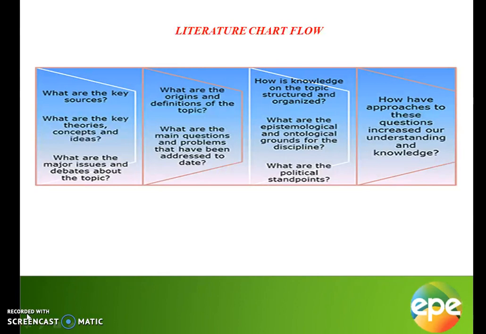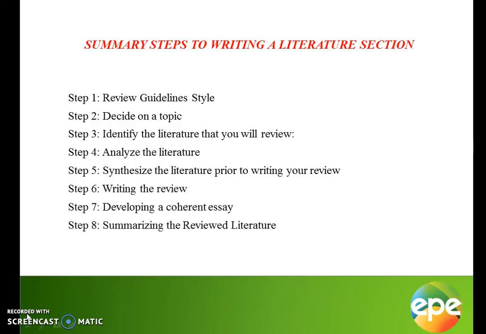The second column, we'll be looking at the origins and definitions of the topic you have chosen. We'll also be looking at the main questions and problems that have been addressed to date. The third column on the chart flow, we want to look at the knowledge on the topic, structure, and the organization of that knowledge. What are the epistemological and ontological grounds for the study? What are the political standpoints, if any? And the final column on the literature chart flow tries to look at approaches to the questions you've asked, whether it will increase our knowledge and understanding of the whole concept and constructs being identified and studied.